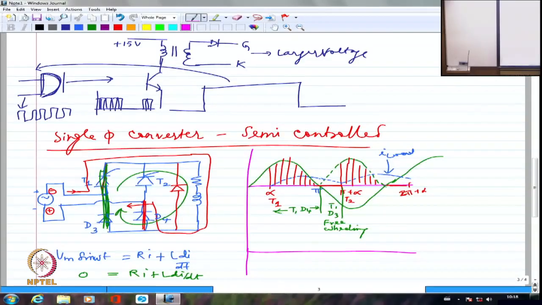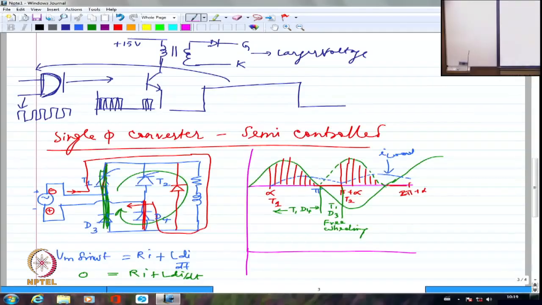Yes. And one more thing we have not considered for all the analysis, which I will finally consider. None of the sources are ideal sources. We always consider this to be a very ideal source. There is always an impedance. Right? You have transmission lines, you have transformers, you have everything. All of them are going to have some impedance or the other. As long as T1 and D4 are conducting, I am going to have the supply voltage directly connected to the load. So the supply voltage comes right across the load, and I'm going to have the load voltage the same as the supply voltage from alpha to pi.